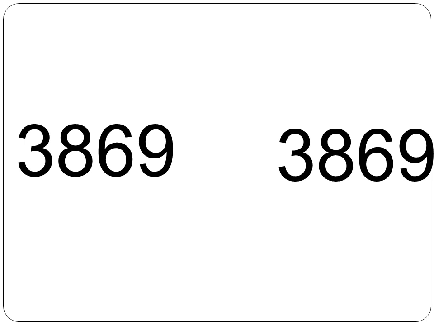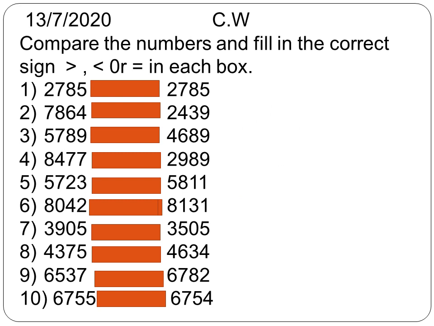If all the digits in the two numbers are equal, then the numbers are equal. So we see in this case 3869 and 3869. All the digits in both the numbers are equal. So the numbers are equal. I hope you are clear with this concept.